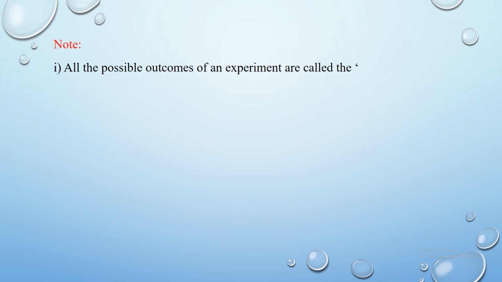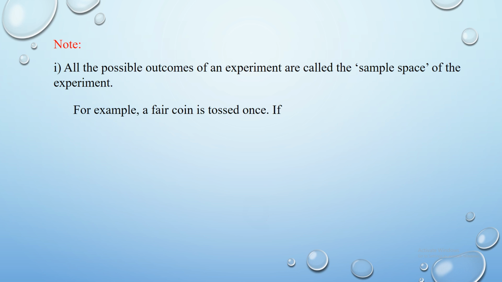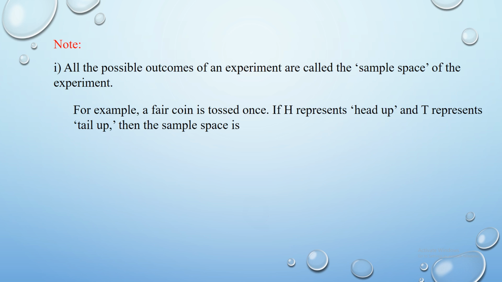Note, all the possible outcomes of an experiment are called the sample space of the experiment. For example, a fair coin is tossed once. If H represents head up and T represents tail up, then the sample space is.